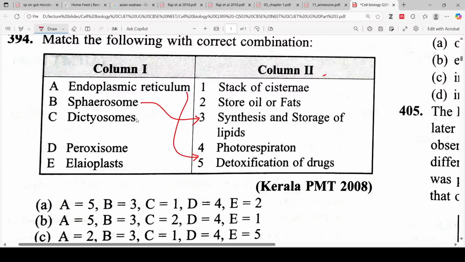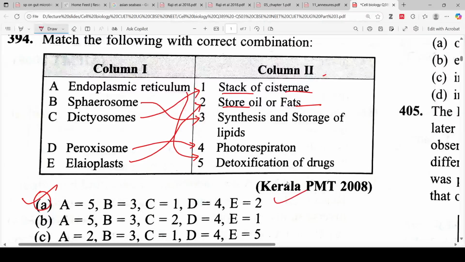Option C, dictyosomes are associated with stack of cisternae. Dictyosome is actually the Golgi bodies in the plants. Peroxisome is associated with photorespiration, and elaioplast is associated with storage of oil or fat. So the correct answer is option A.